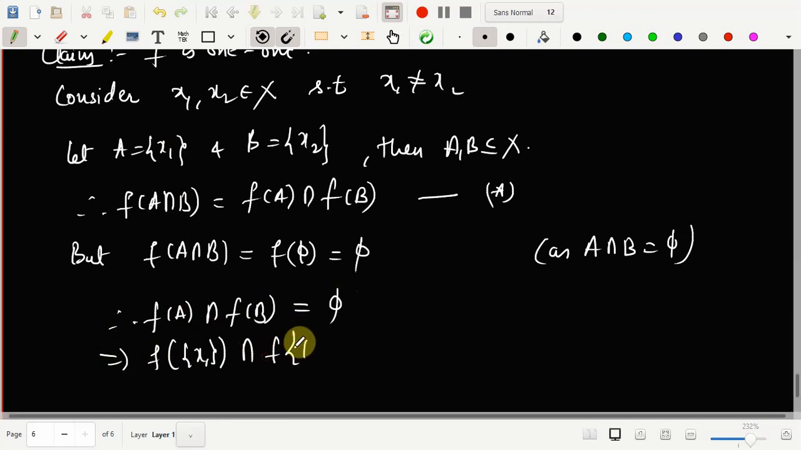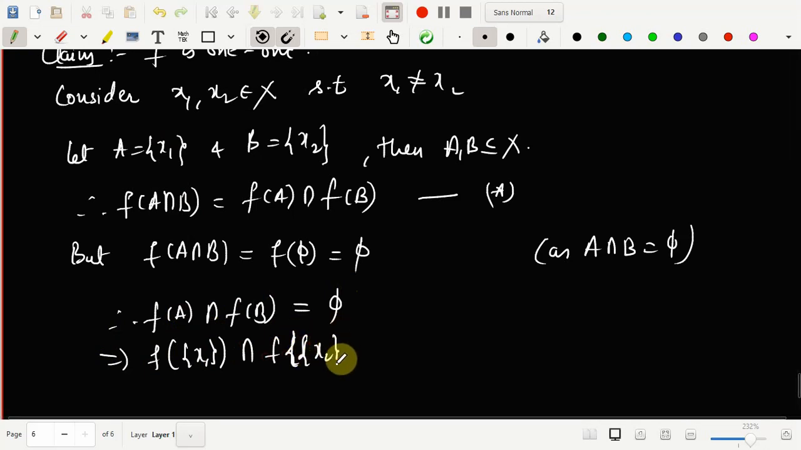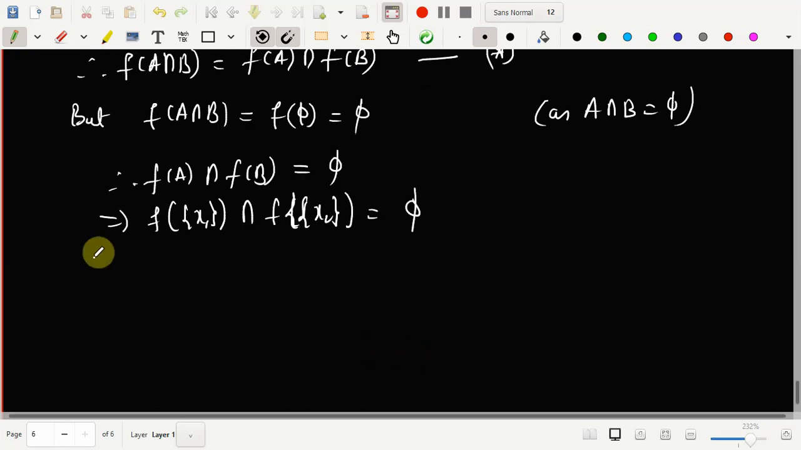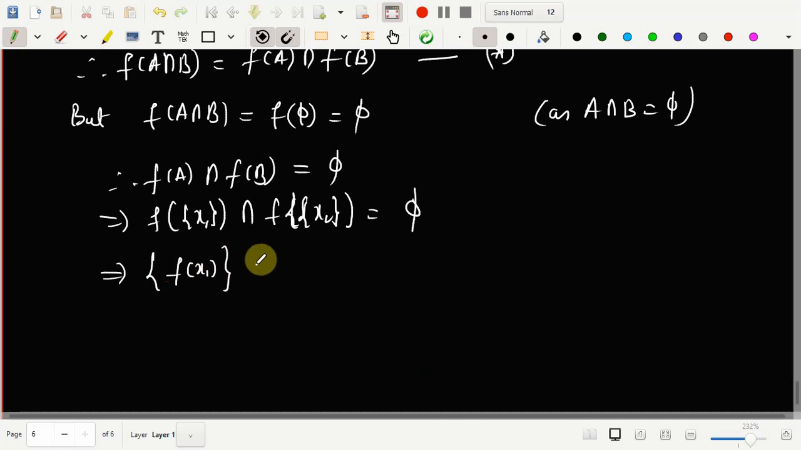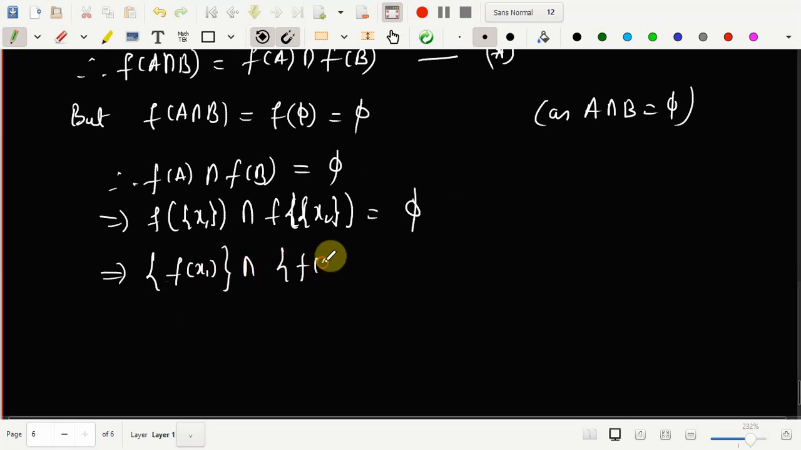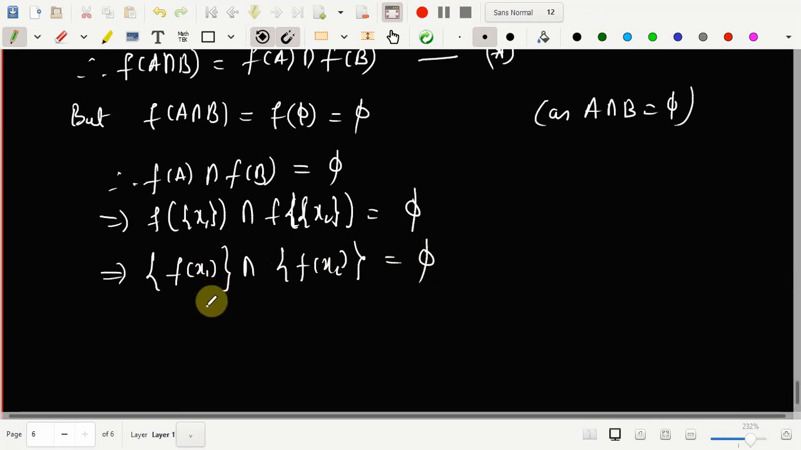Because A is a singleton set, by definition this has to be same as f of x1 intersection f of x2, by the definition of the image subset, and this is one of the remarks that we have given. Each set is nothing but the set containing f of x1, so this is non-empty. That means since it has only one element and they are disjoint, those elements are not same. So therefore f of x1 is not equal to f of x2.